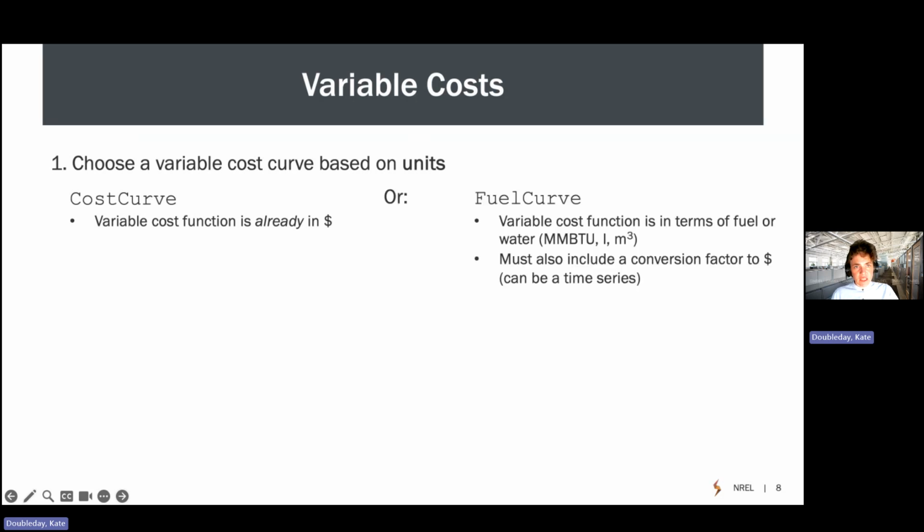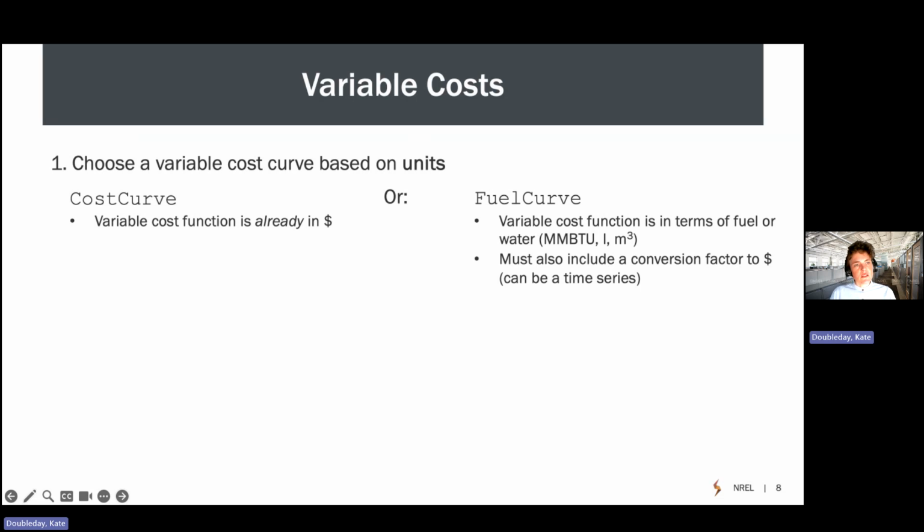The second option is a fuel curve. So this is useful in cases where you have variable cost data, such as a heat rate curve that's in terms of fuel or water, liters of hydrogen, something else that's not currency. And in addition to putting in that data, you must also include a conversion factor to currency. And that could be a time series. So if you have a time series of gas prices, you could input that into a fuel curve.